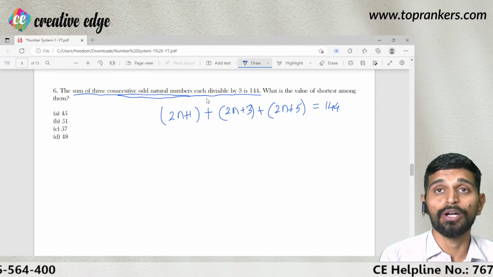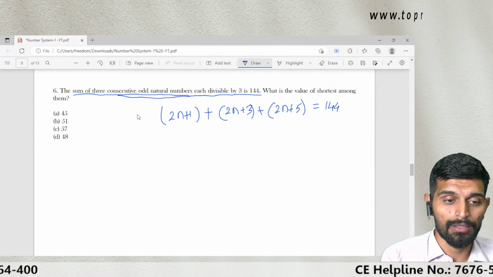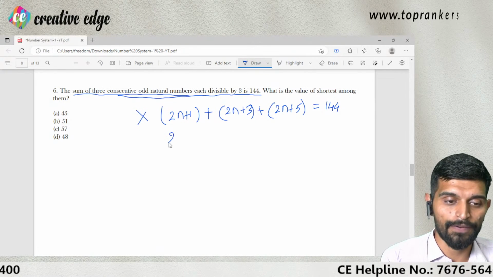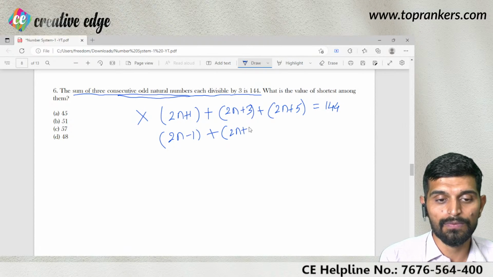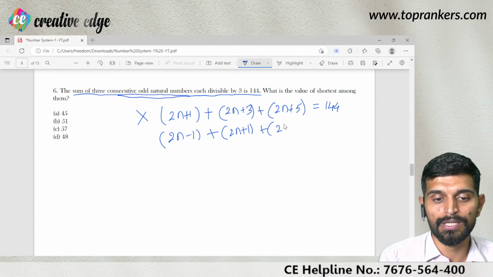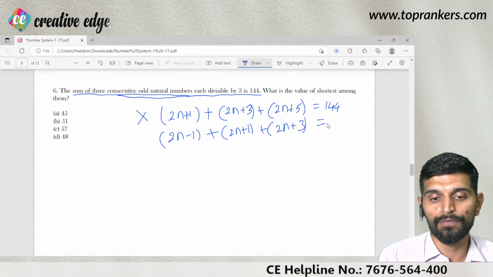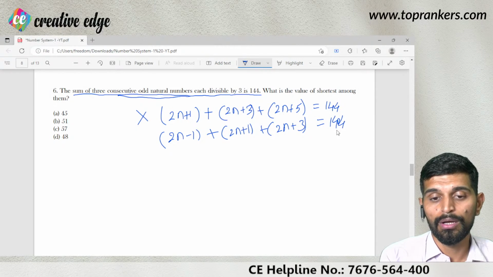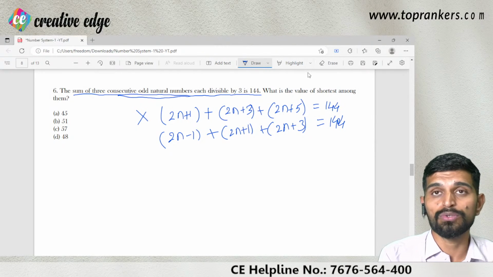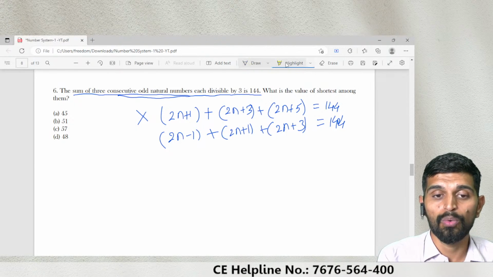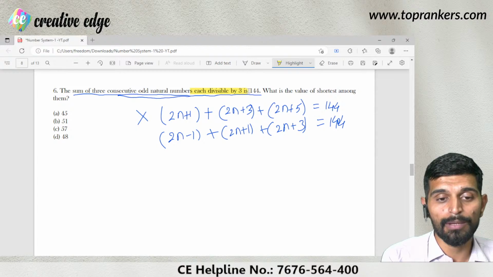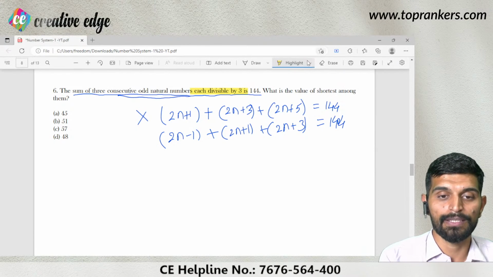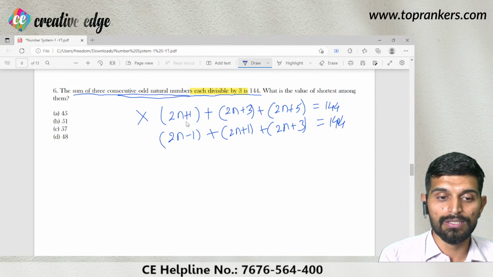No, this is not the case. Why? Because this is wrong. In fact, earlier 2n minus 1 plus 2n plus 1 plus 2n plus 3 equal to 144 was also wrong in reference to this particular question. Why? Because it reads each divisible by 3. Each divisible by 3. So here each is not divisible by 3.